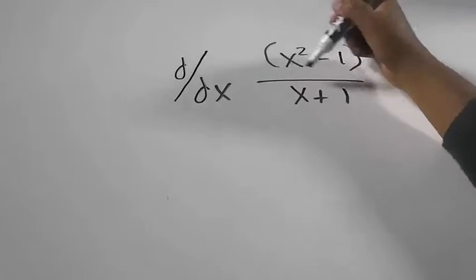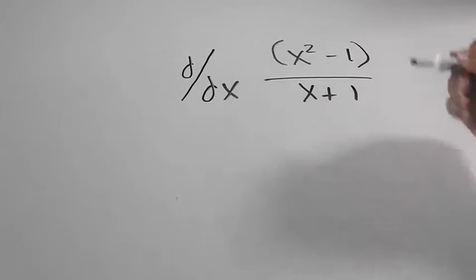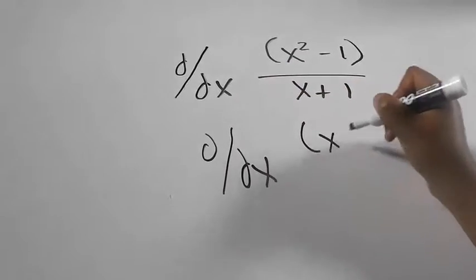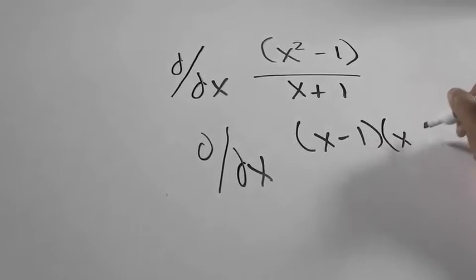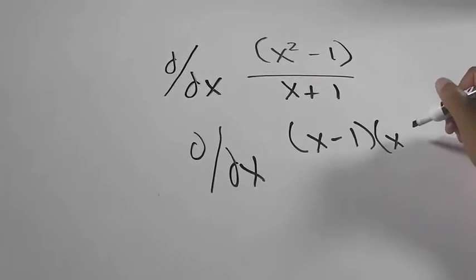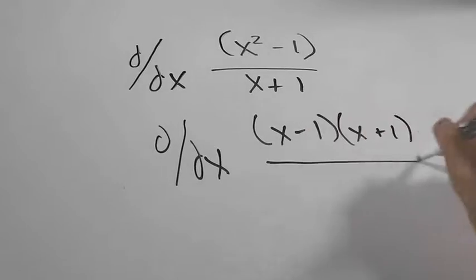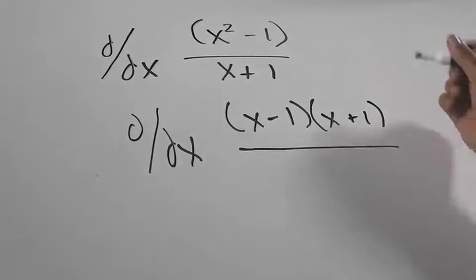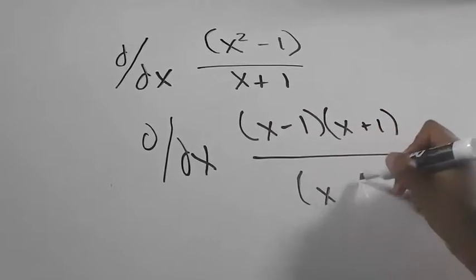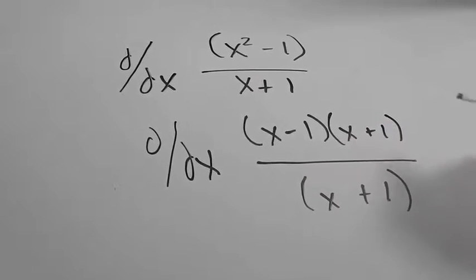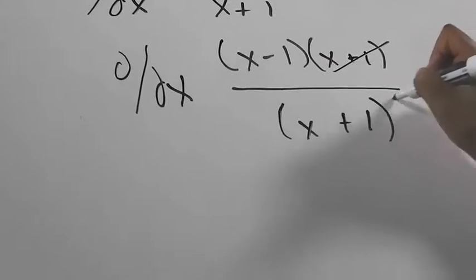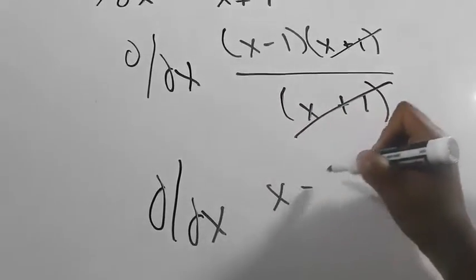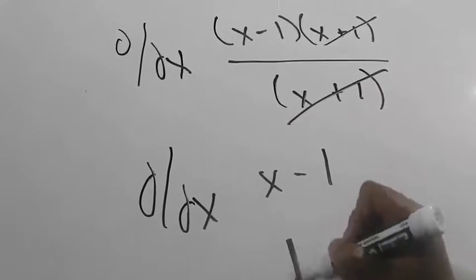So if you notice, this is actually the difference between two perfect squares. So we can factor this as so. We can say x squared minus 1 is x minus 1 times x plus 1. And if you want to make sure that this works, you can quickly multiply that out and see that it equals that, all over x plus 1. And now that we have this, you can see that we can cross these out. So now, all you have to find the derivative of is x minus 1, which, easy enough, is just 1.